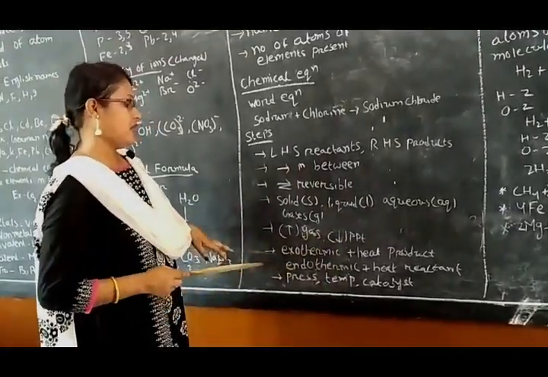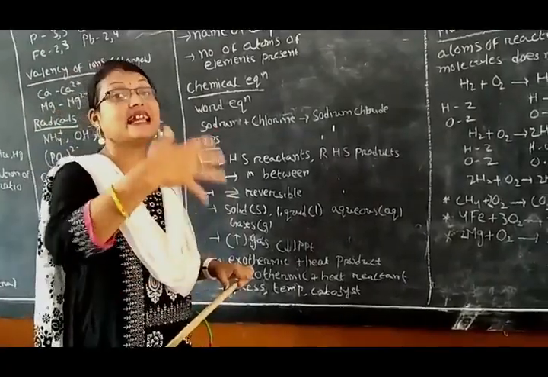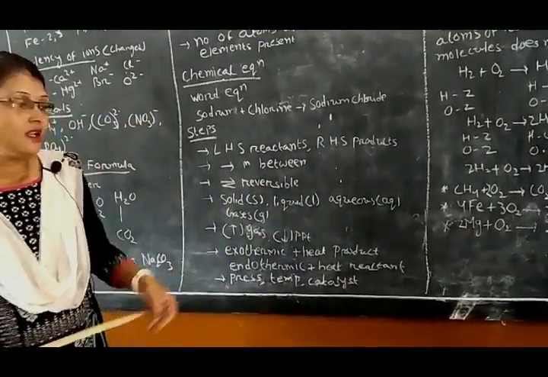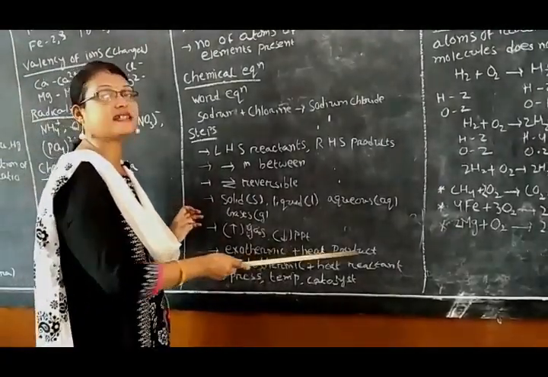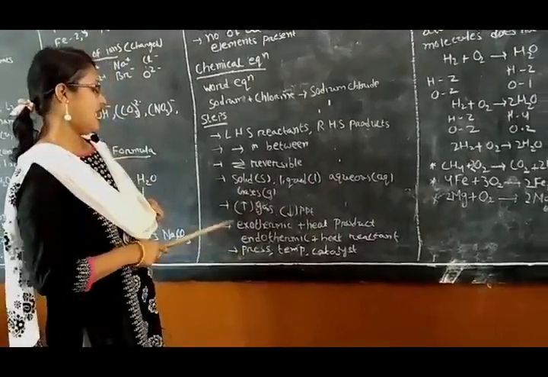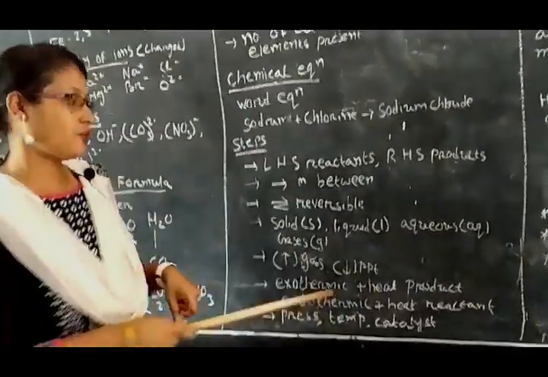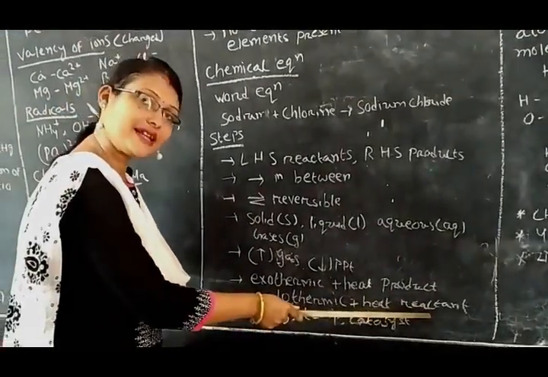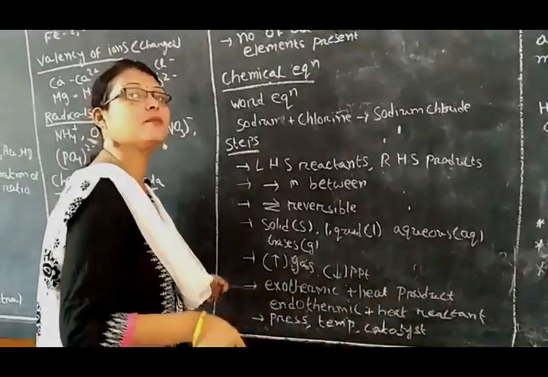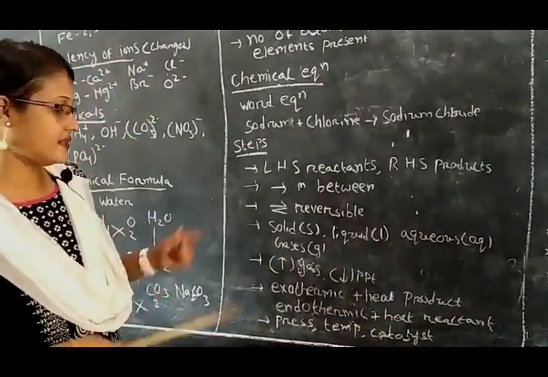Precipitate means insoluble mass. During a chemical reaction, if some insoluble mass is formed, then it is called a precipitate. Then for exothermic, we all know that if heat is evolved, then it is exothermic. So there plus heat is written at the product side. For exothermic, plus heat on the product side. And for endothermic, in which heat is absorbed, plus heat is written at the reactant side. Remember this: if it is exothermic, plus heat on the product side. If it is endothermic, plus heat on the reactant side.